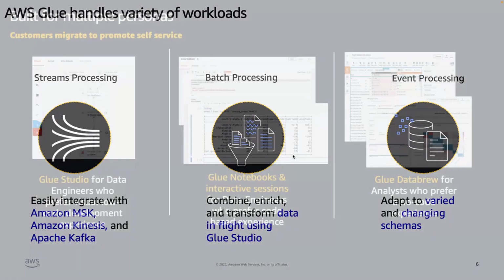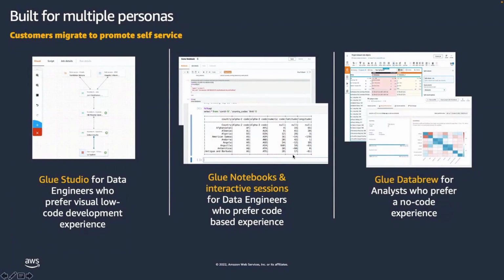Now let's look at some of the interfaces that it has. So Glue Studio, if you are a data engineer who prefers visual low code development where you can drag and drop the nodes into the canvas and connect them and then get the data prep done, that's where Glue Studio comes into the picture. Here is the look and feel of Glue Studio on the left hand side. Whereas there are teams who prefer a code based experience like a notebook, where they want to run Spark SQL, or maybe put in some Spark code and do some data prep interactively. That's where Glue Notebooks comes into the picture.